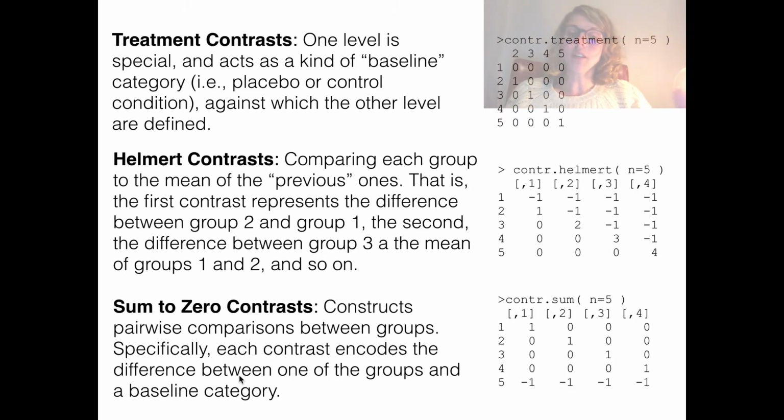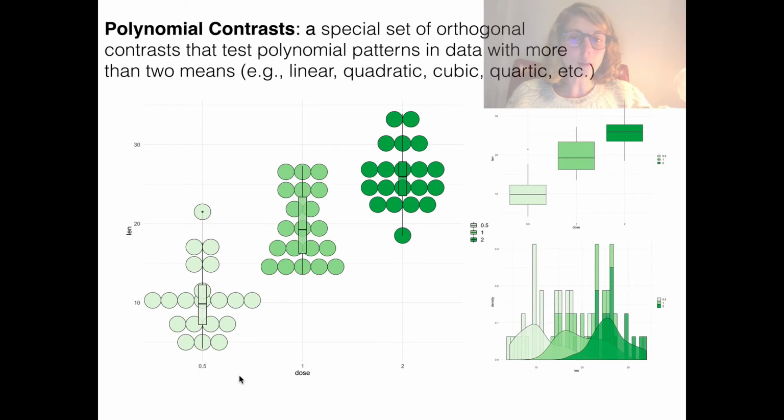But sometimes our independent variables do have an order to them, like dosage of vitamin C, for instance. And so in these kinds of cases, when we're dealing with an independent variable that's ordered as opposed to discrete, we have another option available to us in describing differences across more than two group means. That is, we have polynomial contrasts. So these are a special set of orthogonal contrasts that test polynomial patterns in our data with more than two means. So essentially, we're describing the trend across the different levels of our independent variable of interest.